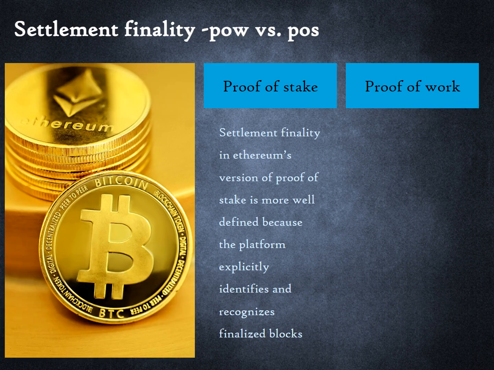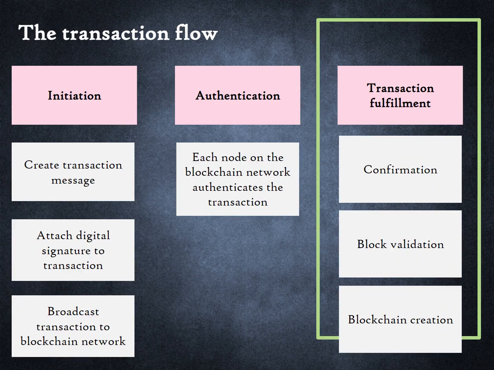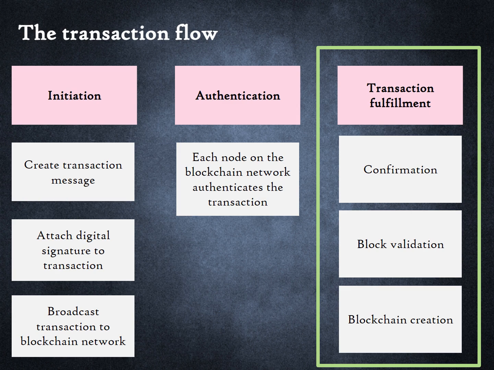Comparing with proof of work, settlement finality in Ethereum's version of proof of stake is more well defined because the platform explicitly identifies and recognizes finalized blocks. Settlement finality in Bitcoin, on the other hand, is purely probabilistic, with the likelihood of settlement finality increasing with the number of confirmations.